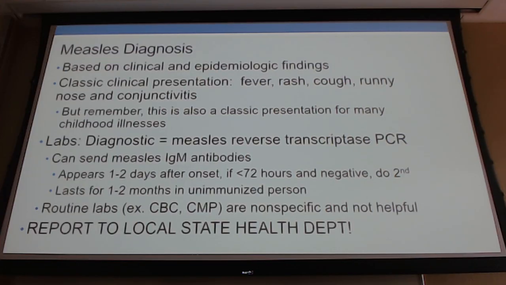When you're sending your antibodies, remember IgM tells you that the patient has something right now, right meow. That's how you remember that. IgM means right meow. IgG means they had it in the past or they were vaccinated against it. So you can do those IgM for that.